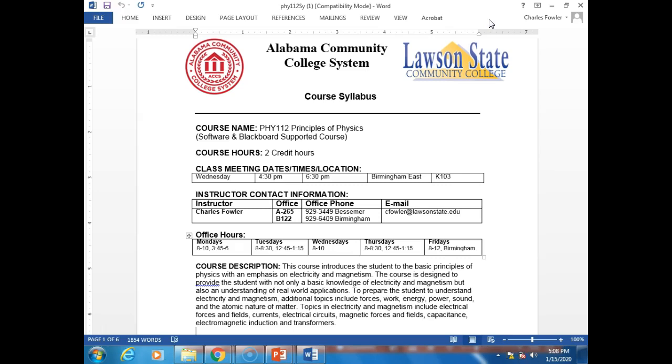Okay? To prepare the student to understand electricity and magnetism, additional topics include forces. Okay? Now, while we're here, I will go on and mention this, since you can't see it anyway. Chapter 5 in this book is forces. That's where we begin. Okay? Work, energy, power. Flip over one page in the table of contents. Work and energy, which includes the section on power. So the second chapter we cover is chapter 8. Okay? Sound. That is chapter 16. Wave, motion, and sound.